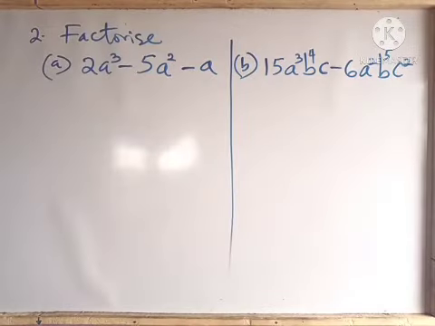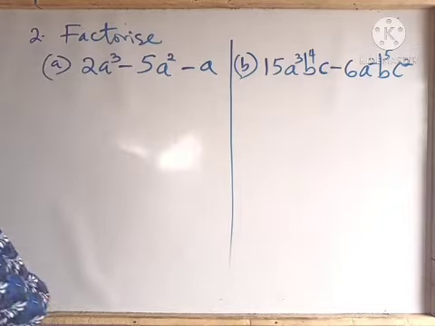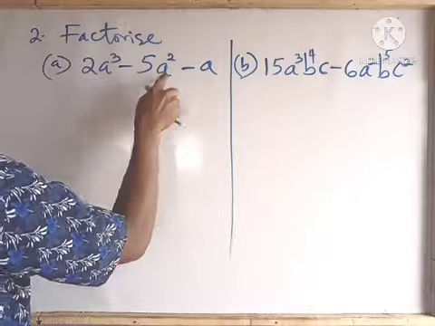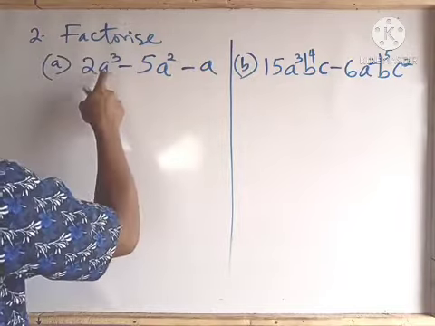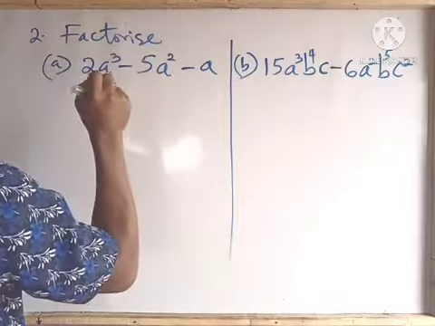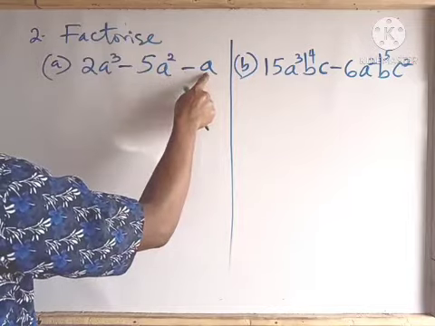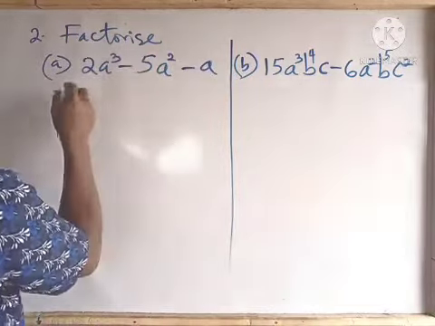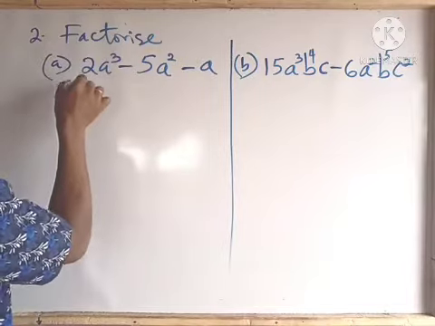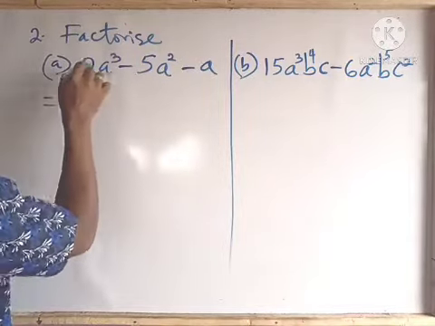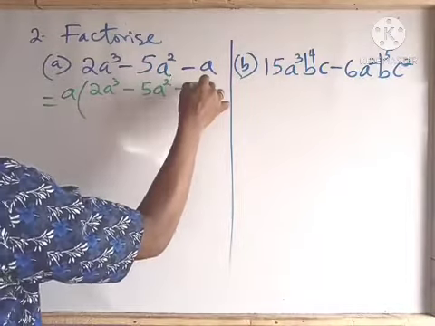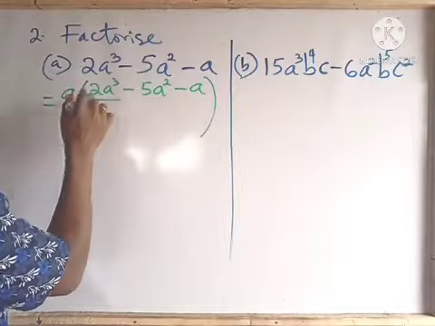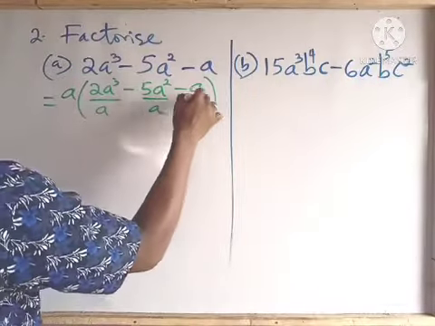We are to factorize the following. Now, if you look at all the terms that we have, you see that a is common to them. So you look for the a with the lower power, and that is a raised to the power 1. So a is common. We put it out, then write this out and divide each of them by the common factor, exactly what we did in the previous example.